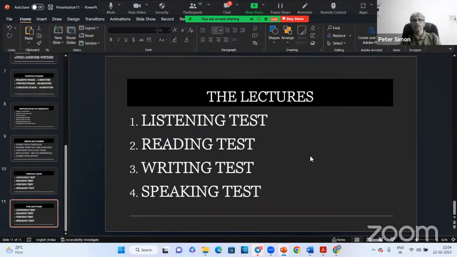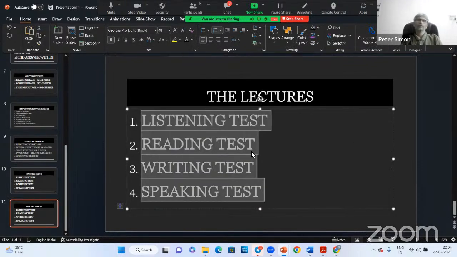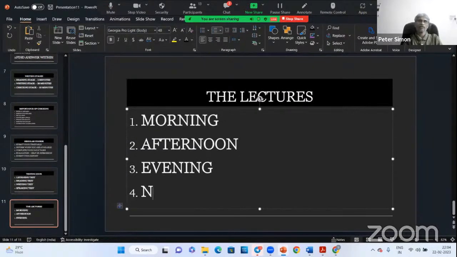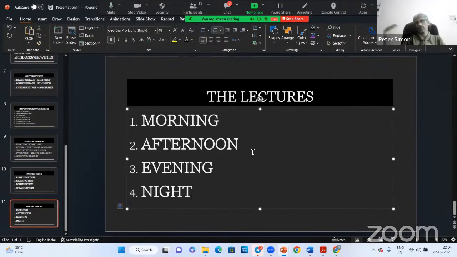There are lectures. We have sometimes morning lectures, sometimes afternoon lectures, sometimes evening lectures, sometimes night lectures. So four batches of lectures, and we shift. Sometimes I give morning and evening, sometimes afternoon and night, like that. The majority of the sessions will be in the evening, because every day I give evening classes.